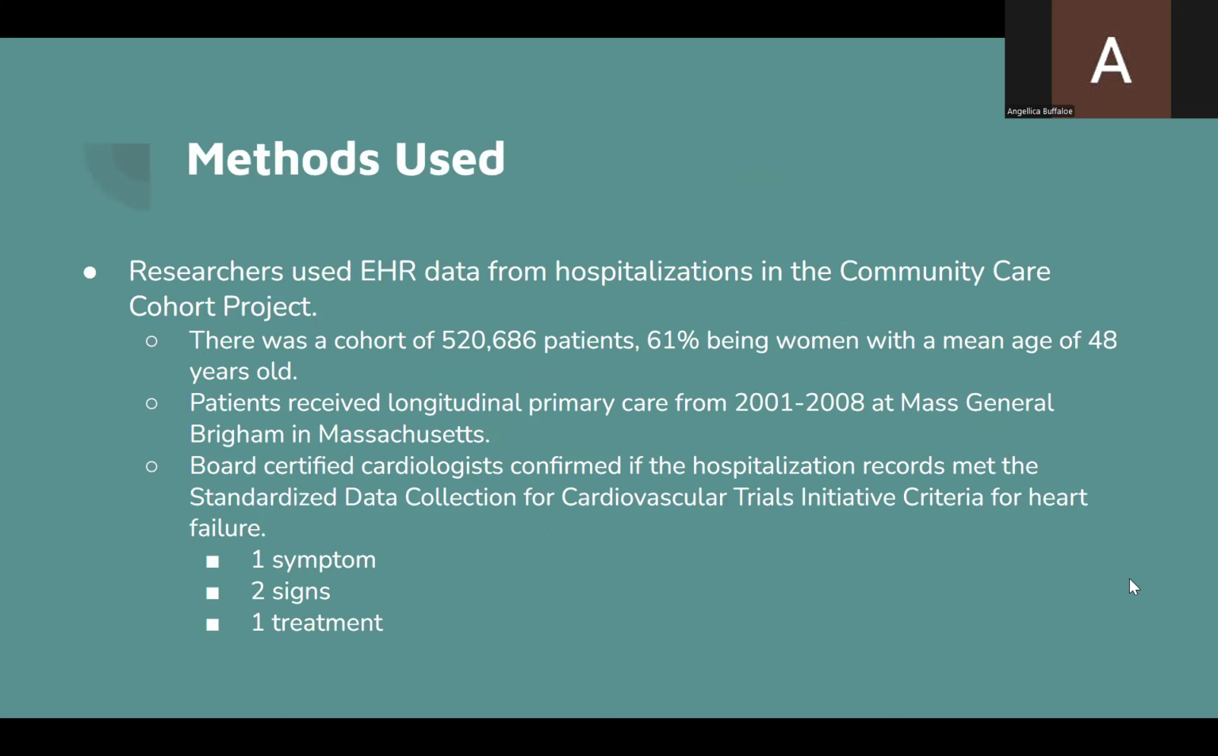So the methods used, the researchers use EHR data from hospitalizations in the community care cohort project. There was a cohort of over 520,000 patients, 61% of them being women, with a mean age of 48 years old. Patients received longitudinal primary care from 2001 to 2008 at Mass General Brigham in Massachusetts.